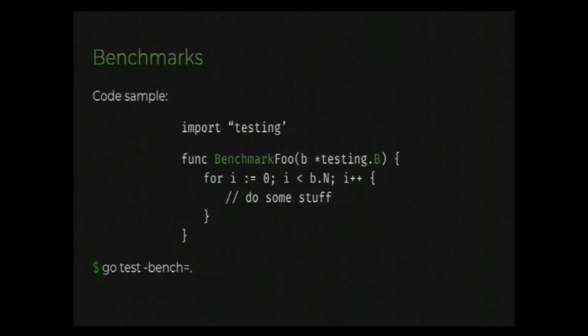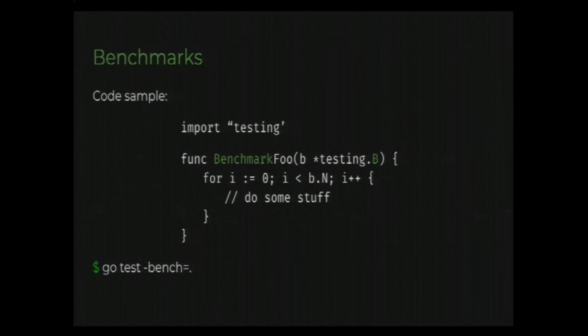So benchmarks. It looks like a test, but it's not a test, because instead of starting with test, it starts with benchmark. And instead of receiving a testing.t, it receives a testing.b. The only difference that is relevant to you today between a testing.t and a testing.b is that testing.b has n. That n is the number of iterations that you should do. So it's the number of times you should be running that benchmark in this loop.